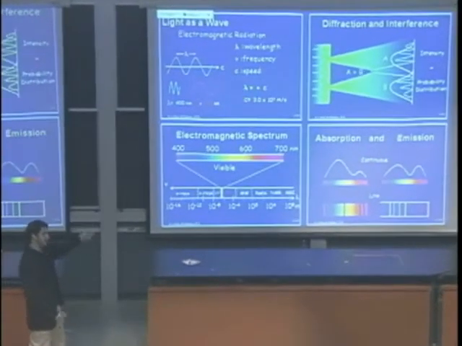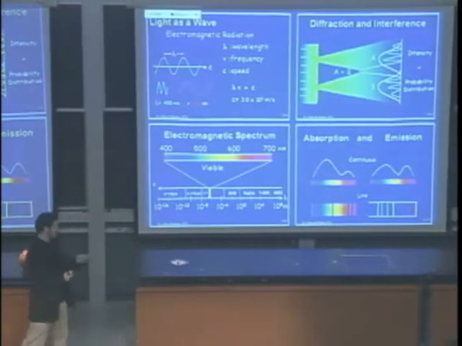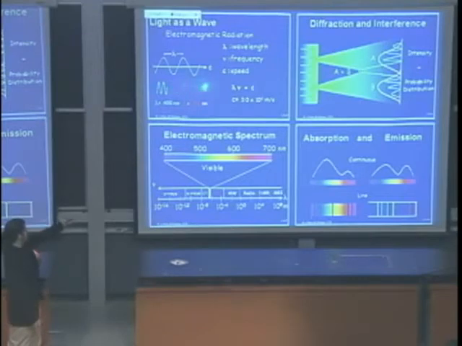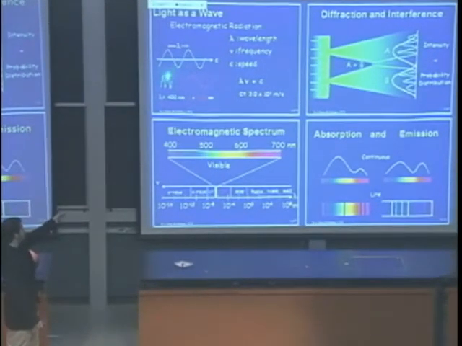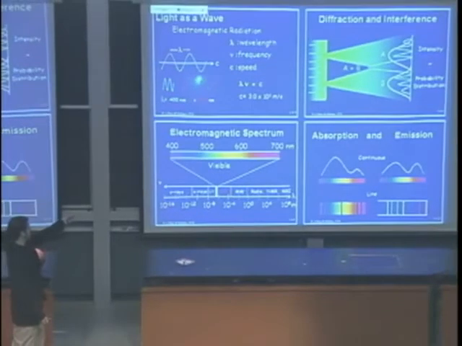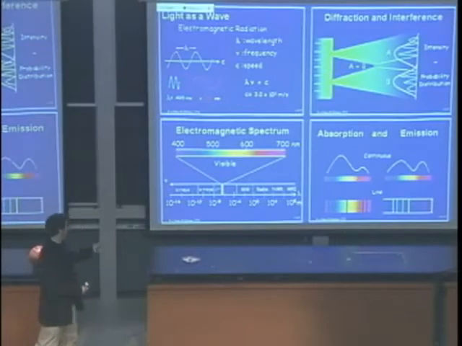We also talked about the frequency of light, which is related to the wavelength through this relationship. That is, the wavelength times the frequency equals the constant speed, which makes sense because if both of these waves are traveling at the same speed, you'll see a peak more frequently with the 400 nanometer than you will with the 700. Okay?